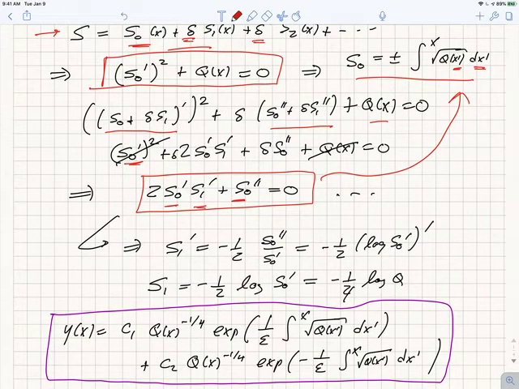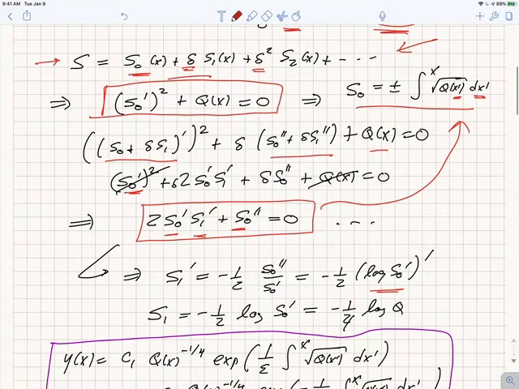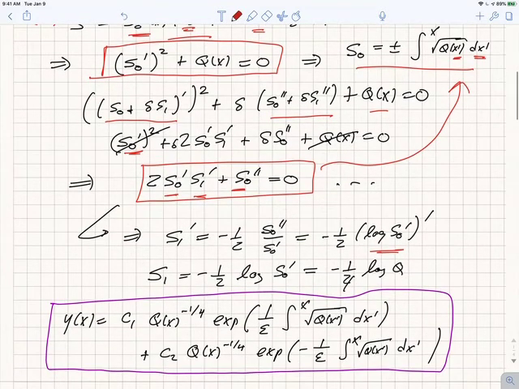That equation is s1 prime is minus a half s0 double prime over s0 prime, but actually that's an exact differential, minus a half of log of s0 prime. So we integrate that. S0 prime, we know, is equal to the square root of q. So S1, up to an overall constant, there's an arbitrary constant here in principle, is minus a quarter log q.